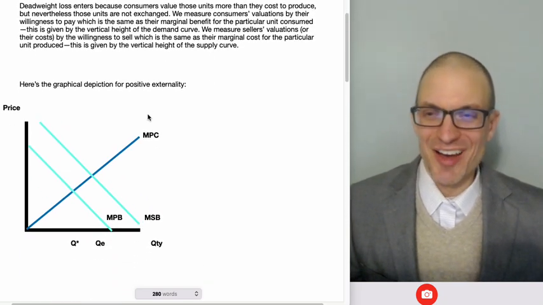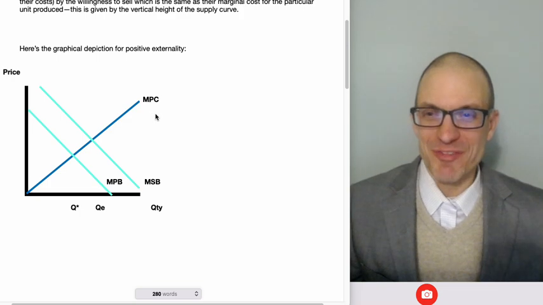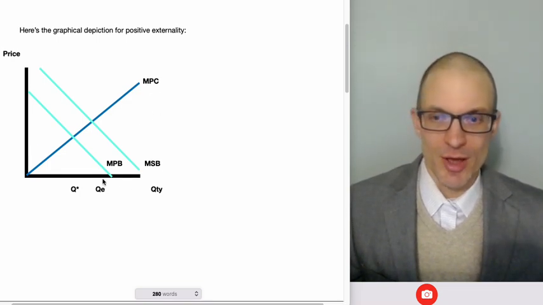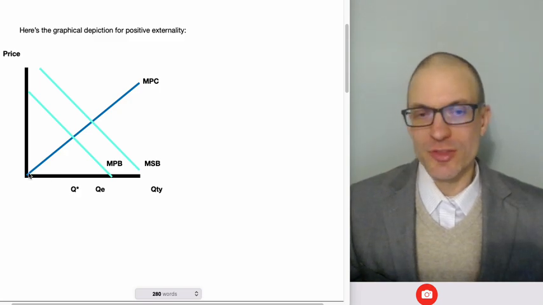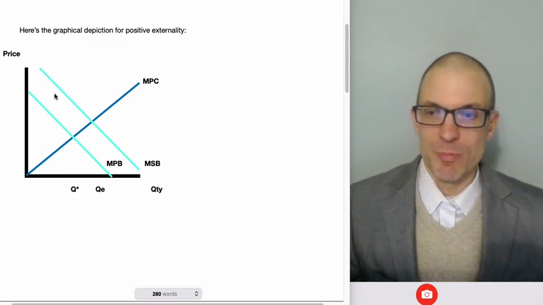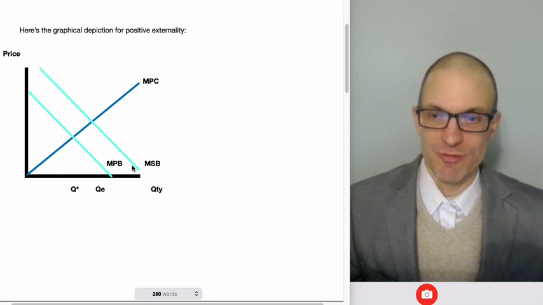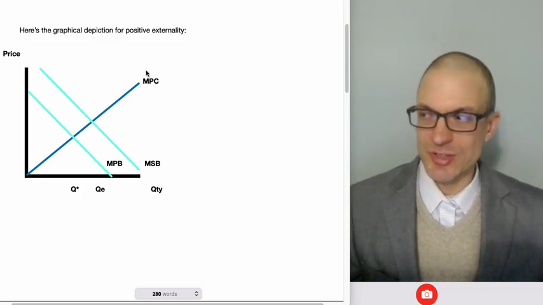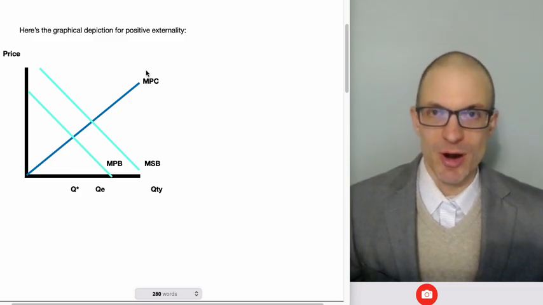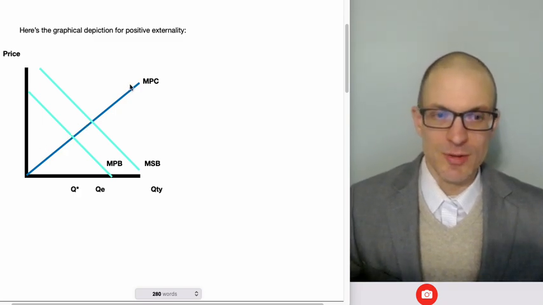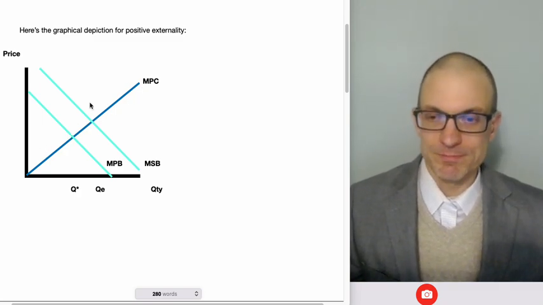As I had kind of cut off here, sorry, here's my graphical depiction of the positive externality. So we've got price on the vertical, quantity on the horizontal, and I've drawn the supply curve labeled as marginal private cost and demand curves labeled as marginal private benefit and marginal social benefit. Remember, supply is actually just capturing marginal costs. We say the theory of supply is the theory of marginal cost. Well, here the relevant costs are the cost to the decision makers. So it's the marginal private cost.